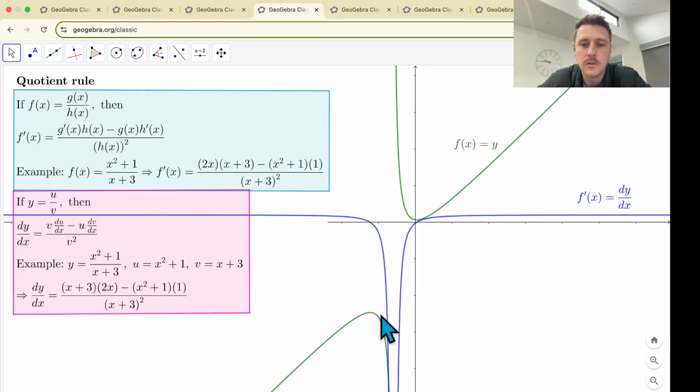And then if you take the derivative, you get this function, f dash of x, which is in blue. And it looks like this. So again, for the same reasons as before, the slope of a tangent line at every point on this green graph would trace out this blue graph. And so that's an example of the quotient rule with the different notations.